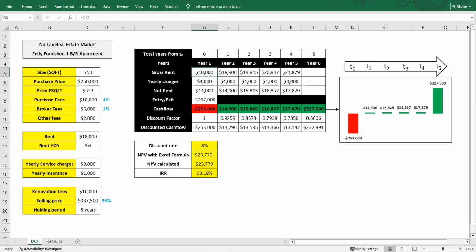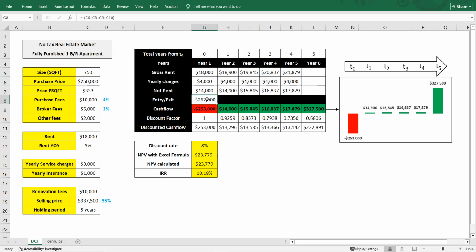As we have said, for the first year it will be around $18,000. Then we have 5% year-over-year growth. Here we have G5, which is the gross rent for the first year, multiplied by 5% plus G5. Same thing for the next year and also the final year. We have fixed yearly charges of around $4,000 for all the years, which represent the yearly service charges plus the yearly insurance. So the net rent is equal to the gross rent minus the yearly charges for the different years.